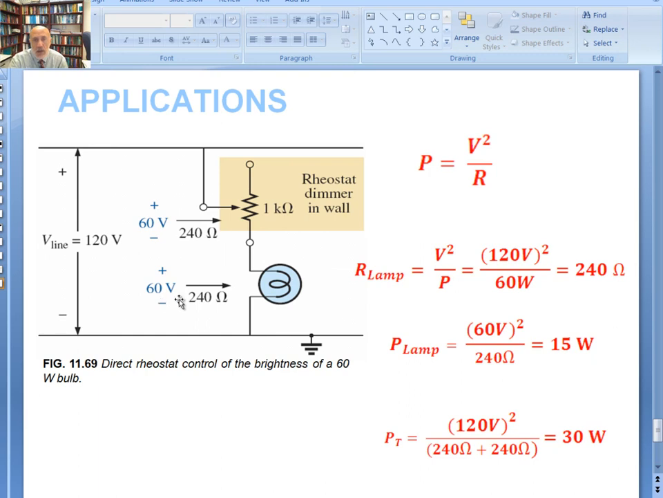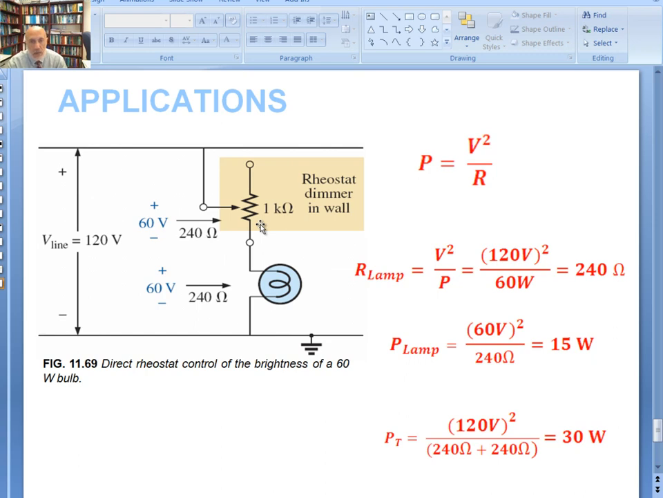So the power inside the lamp now, which is dissipated, is 15 watts, because 60 squared divided by 240, V squared divided by R, is 15 watts. And the power that is dissipated inside the rheostat would also be 15 watts. So the total is 30 watts, which is 50%. But let's see what happens. Half of the power is dissipated inside the rheostat, and you're losing half of the power.